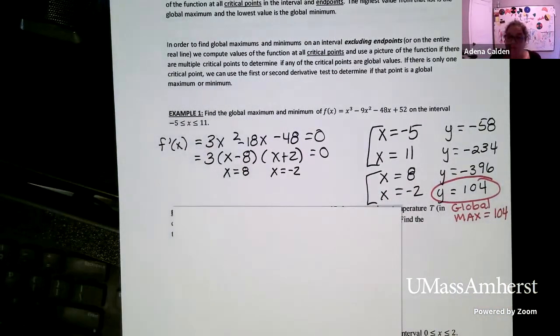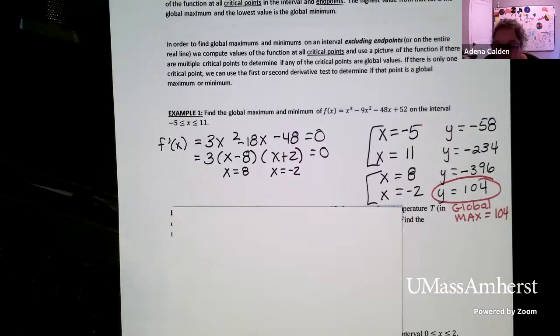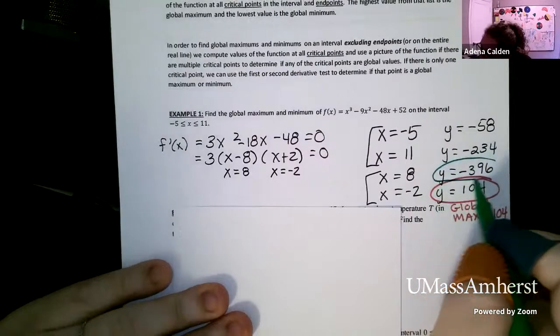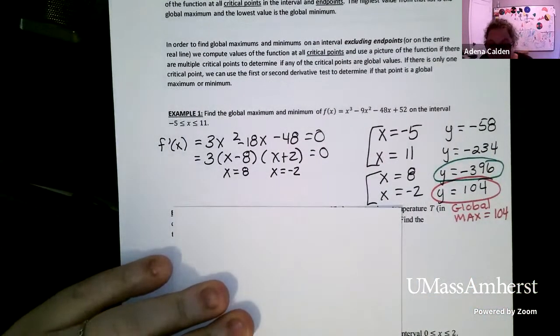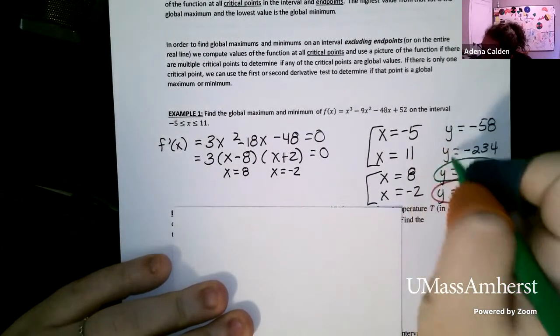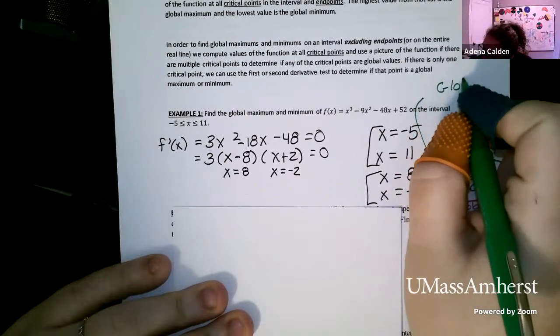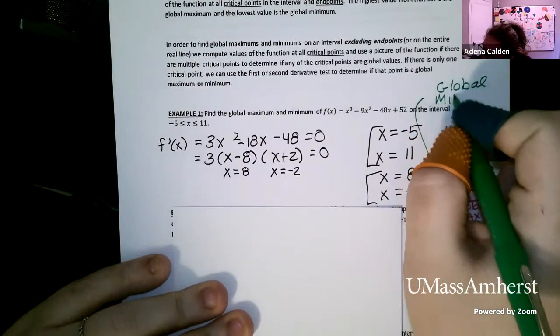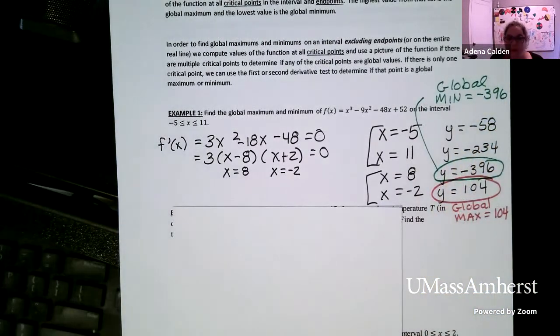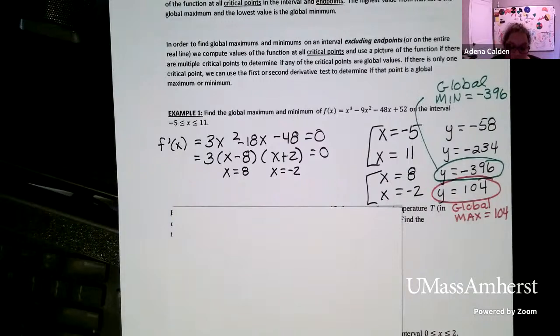To find my global minimum, I'm looking for the one that's going to be the lowest on the number line, which in this case will be the most negative number, since I have negative numbers. And I see that -396 is going to be the lowest on the number line. So I'm going to just write this up here for space. My global minimum equals -396.